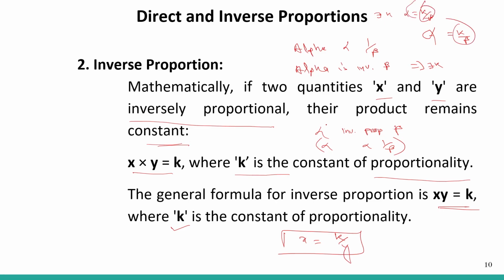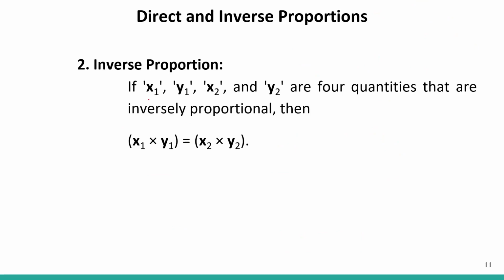Since the right hand side of both is the same, we can write any one of these two. I prefer to write alpha is directly proportional to 1 by beta, if I mean to say alpha is inversely proportional to beta. We'll see more examples so that there is no confusion regarding the terminology and representation. If x1, y1, x2 and y2 are quantities that are inversely proportional, then x1 y1 is equal to x2 y2.